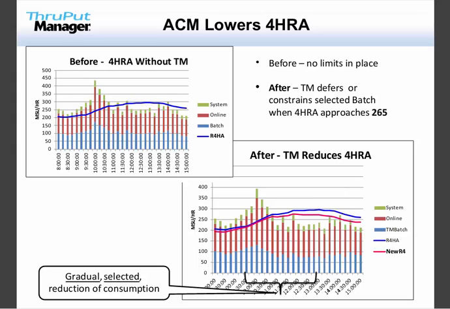And as you can see in the bottom right, what ends up happening is this gradual selected reduction that I talked about, which gradually brings down the 4-hour rolling average. So the pink line now is a new 4-hour rolling average. It actually peaks a little bit sooner, but lower. And this gives them the savings they wanted while protecting those critical workloads.